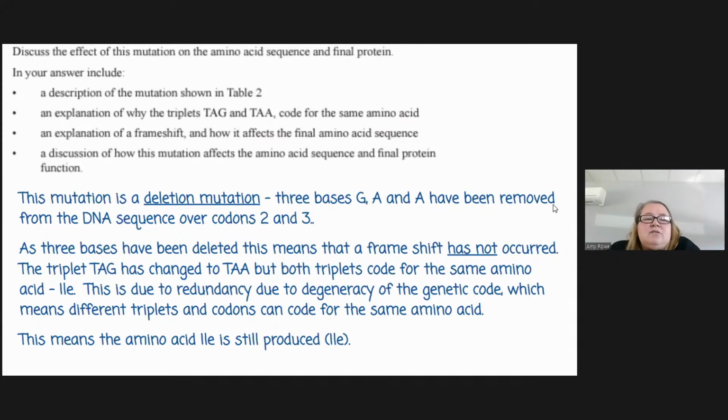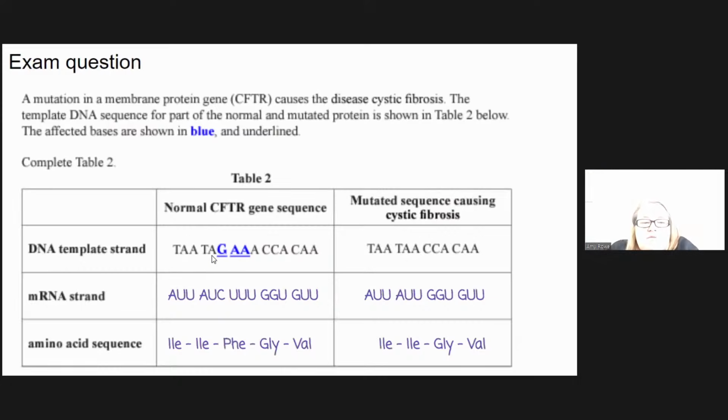Then the question asks us to discuss the effect of this mutation on the amino acid sequence and the protein. You want to describe the mutation, give an explanation of why the triplets TAG and TAA code for the same amino acid, explain what a frame shift is and how it affects the amino acid sequence, and discuss how this mutation affects the amino acid sequence and the protein function. Okay, so let's start with that first bullet point. The description of the mutation shown in table 2, as we said before, is a deletion mutation. 3 bases, the GAA, have been removed from the DNA sequence, and they were split between codons 2 and 3, or triplets 2 and 3.